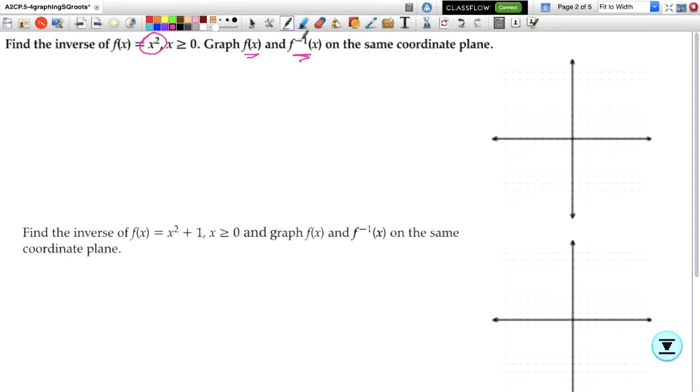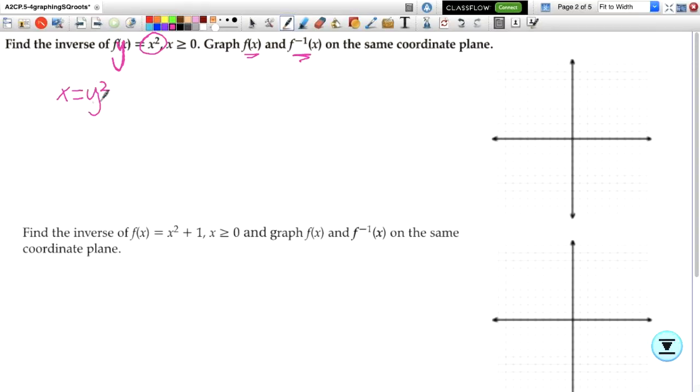So let's start off just reviewing how do we find the inverses. Okay, remember this little notation means inverse. It also says find the inverse. So to do that, I'm going to assume this is my y, and I'm going to flip-flop my x and my y's position. So instead of y equals x squared, I'm going to have x equals y squared.